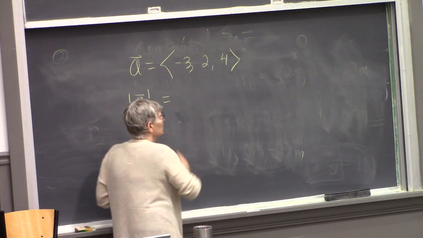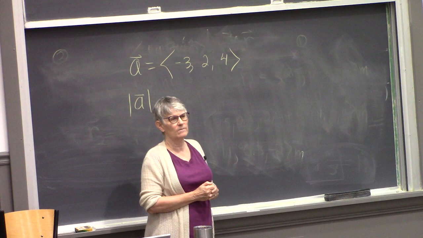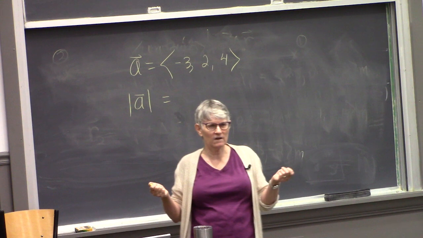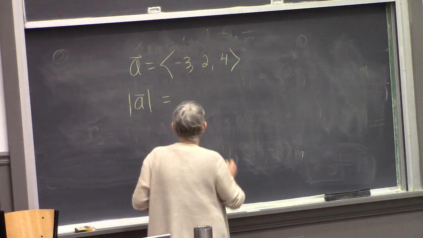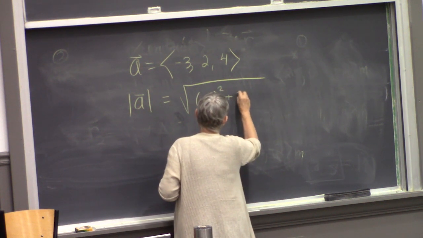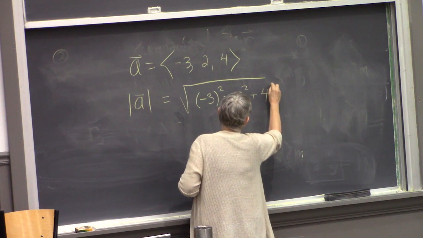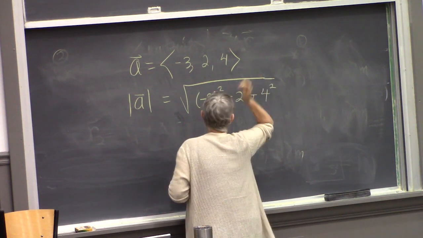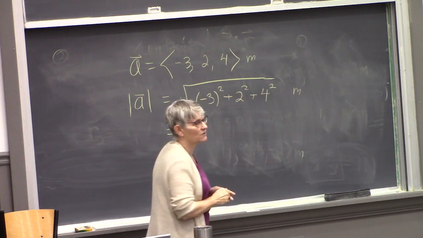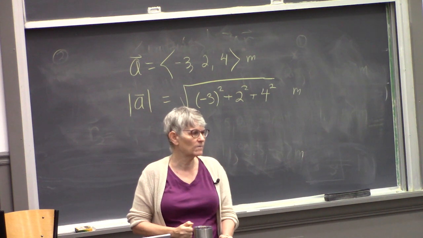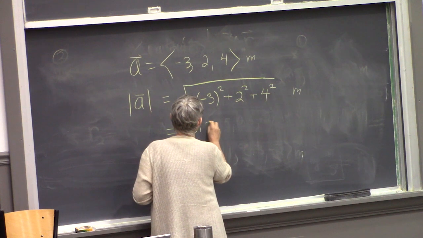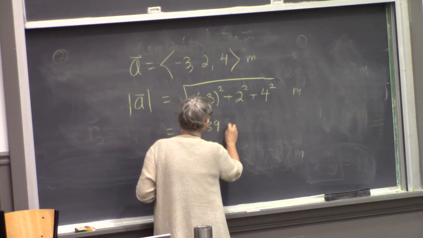So what calculation do we do to get the magnitude of A? Sum of the squares and then square root. Okay. So we want -3 squared plus 2 squared plus 4 squared. Let's make this a position in meters. Which is equal to, somebody got an answer? 5.39 meters.